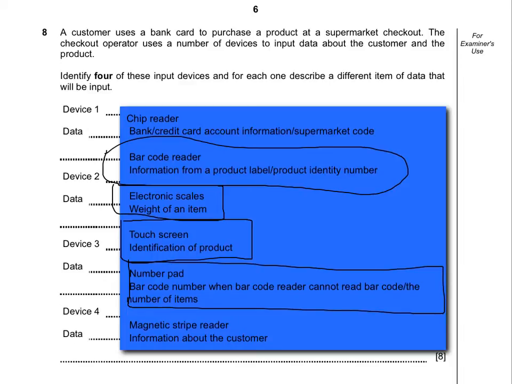And finally, we have the magnetic strip, which is almost similar to the chip reader, but if you imagine the credit card has a magnetic strip on the back, and this has information embedded on that magnetic strip, which the magnetic strip can automatically read and send to the EPOS system. So all in all, this is 8 marks, which should be easy to achieve if you know your input devices clearly enough.